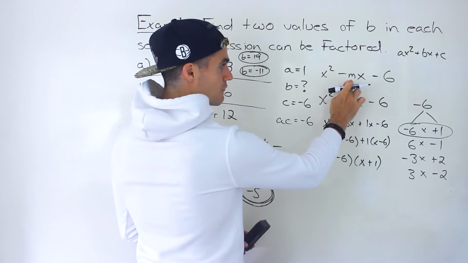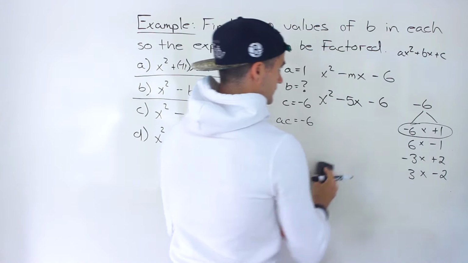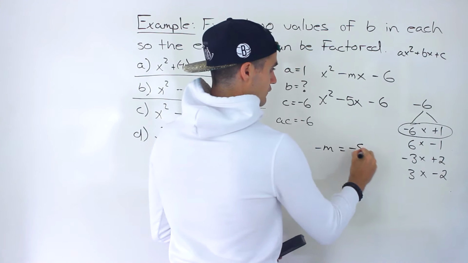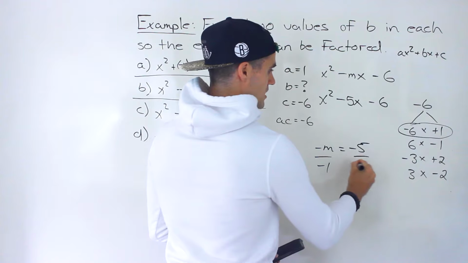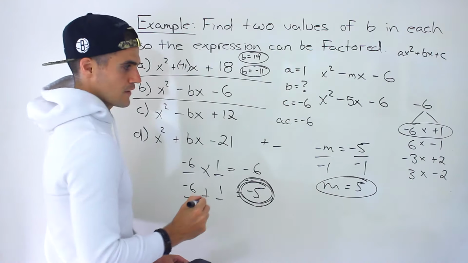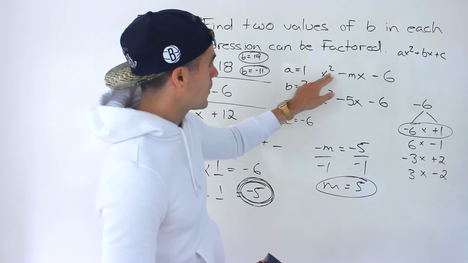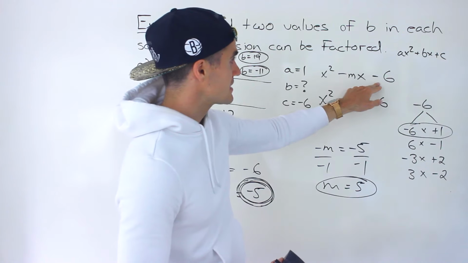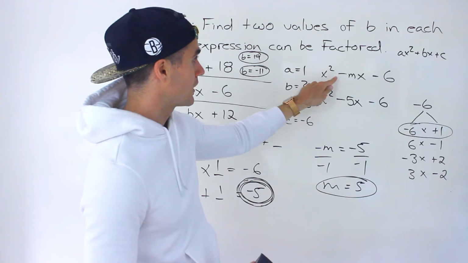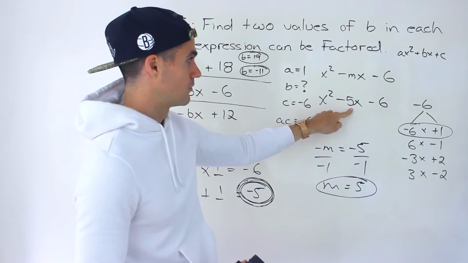So what does that m value here have to be? Basically, if you think about it, this -m has to equal this -5. And then you could just divide both sides by -1, so the m value is 5, right? So over here, it was x squared minus mx minus 6. So what we're plugging in for this m is just +5, because then we're going to end up with x squared minus 5x over here.